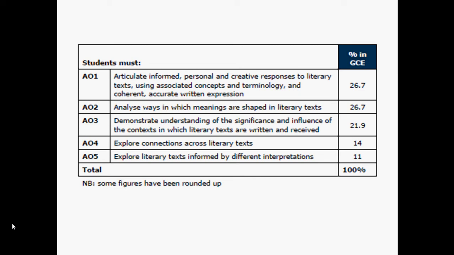This slide you're looking at here is a rundown of how the assessment objectives are broken down across the entire course, but it's worthwhile because it helps to remind you of what each assessment objective includes, because if you're not including the right things in your essay, you're not necessarily going to get the marks that you need.